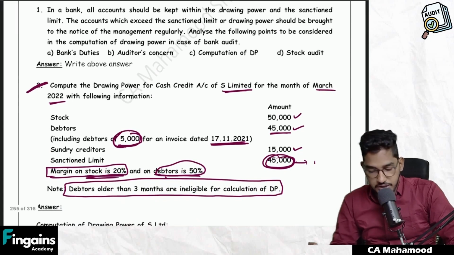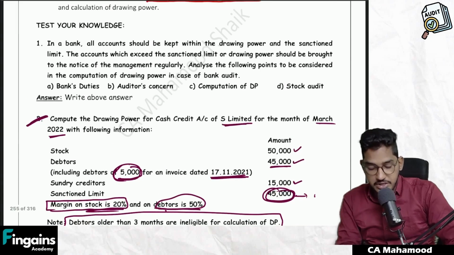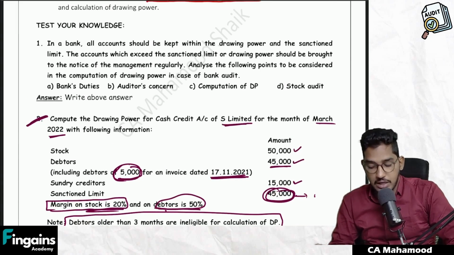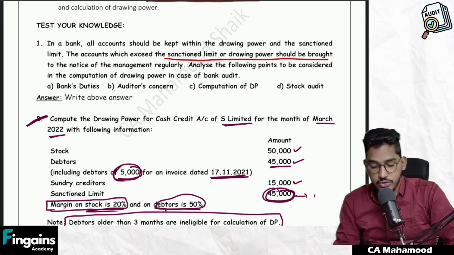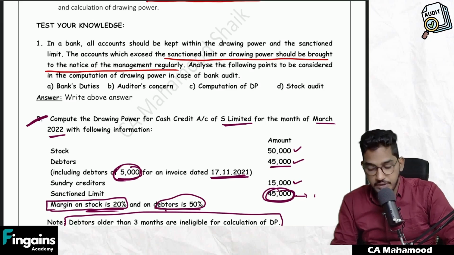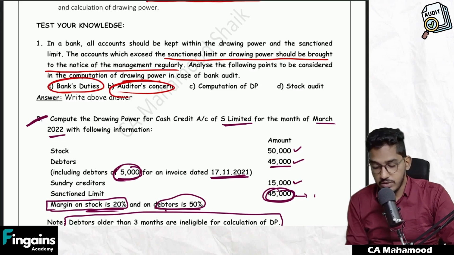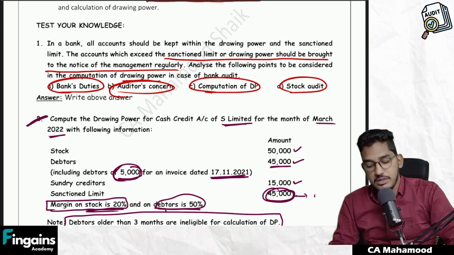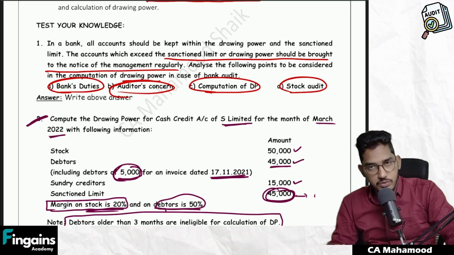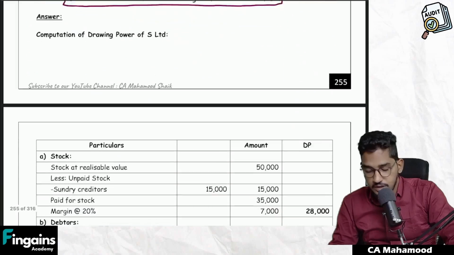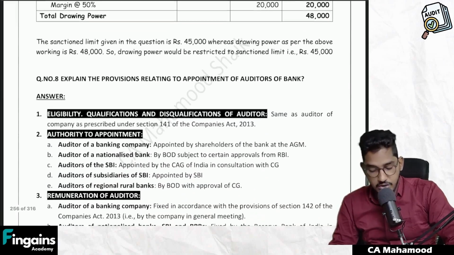So we have one test your knowledge question. Let us see what that is. Examination question. In a bank, all accounts should be kept within the drawing power and also the sanction limit. The accounts which exceed the sanction limit or drawing power should be brought to the notice of the management regularly. Analyze the following points to be considered in the computation of drawing power. That means they are asking you to write what the bank's duties are, what the auditor's concern is, how the drawing power will be computed, and stock audit. So they are expecting you to write the entire answer. You have to do it here. Clear? So this is what we had regarding drawing power.